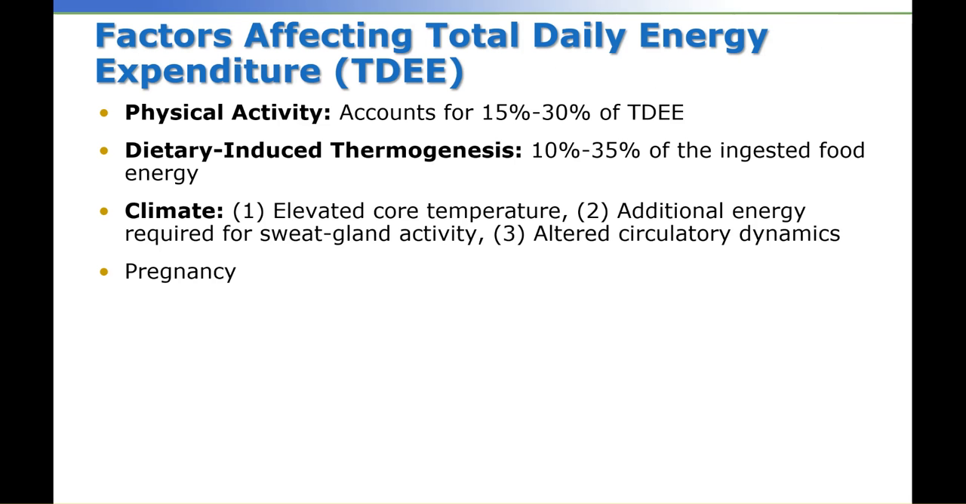Factors affecting total daily energy expenditure. Physical activity accounts for 15 to 30% of total daily energy expenditure. Dietary induced thermogenesis, or 10 to 35% of the ingested food energy. Climate, elevated core temp, additional energy required for sweat gland activity, altered circulatory dynamics, and pregnancy. Okay, those are factors that affect the total daily energy expenditure.